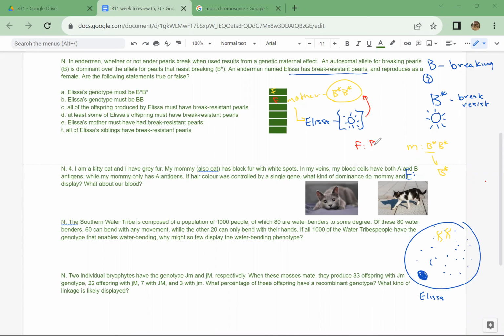So Elisa's father could have been BB. Let's say B star, B star. Could have been B star B, or BB star, doesn't really matter. And he could have been BB. So homozygous recessive, heterozygous, or homozygous dominant. So the claim is: all of the offspring produced by Elisa must have break-resistant pearls. Is that true or false?